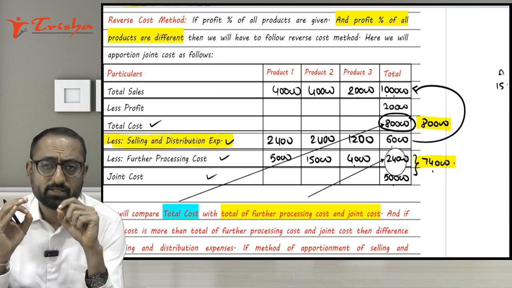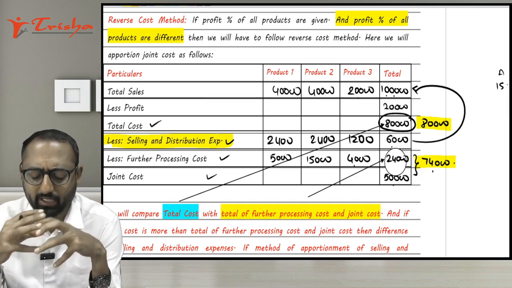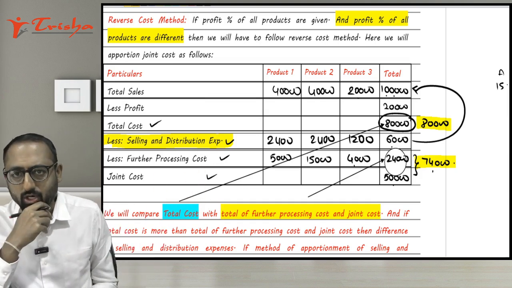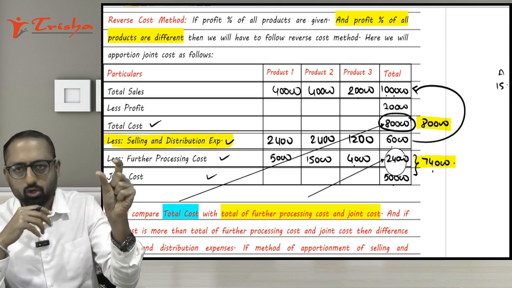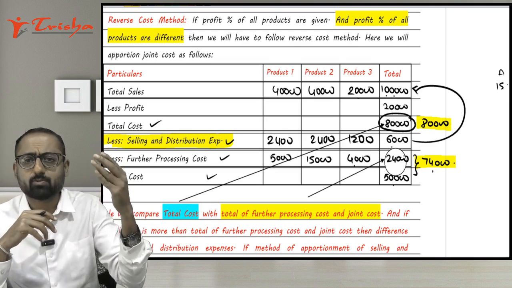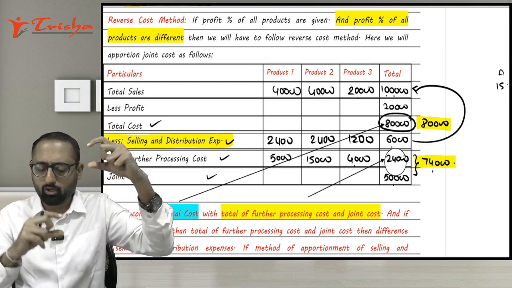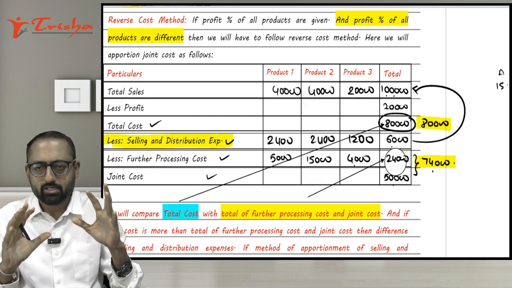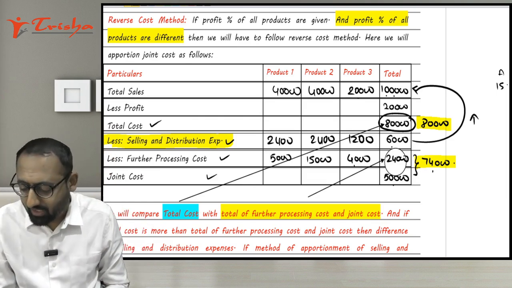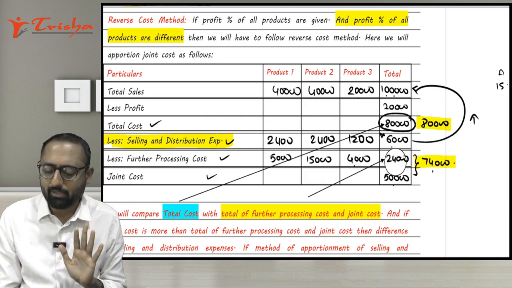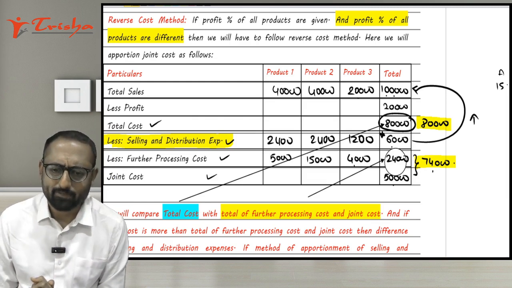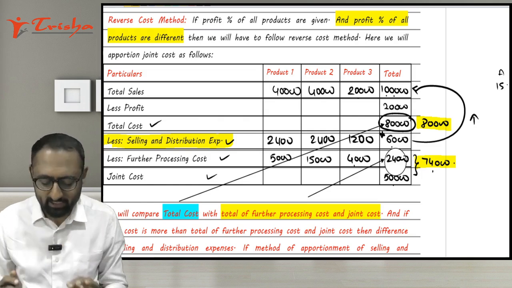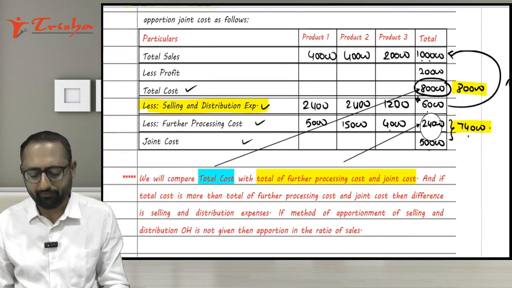So remember this adjustment every time; most of the time this adjustment will be repeated in your examples. So how to work it? Take the total of the sales, take the total of the profit. Sales minus profit should be your total cost. Take the total of joint cost and further processing cost and compare these two. If the total cost above is higher, then the balancing figure will be your selling and distribution expenses. In absence of a method given, allocate that selling and distribution expenses in the ratio of sales value. I hope this point is clear to every one of you.